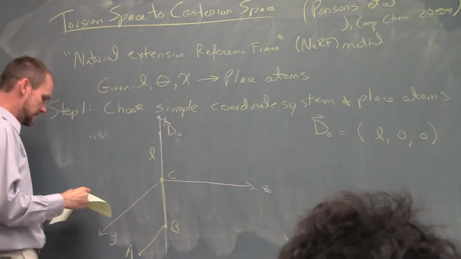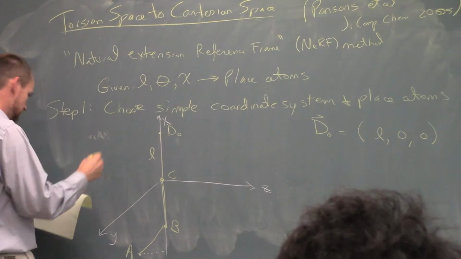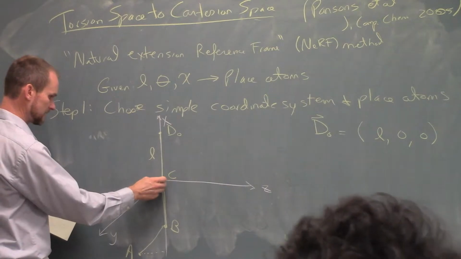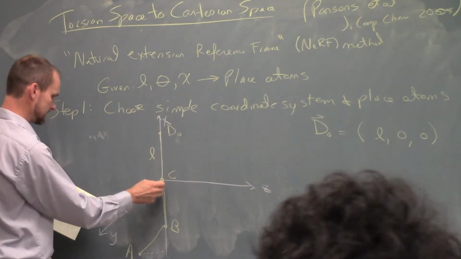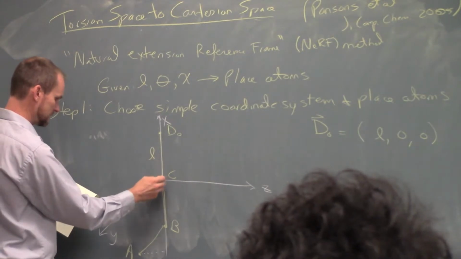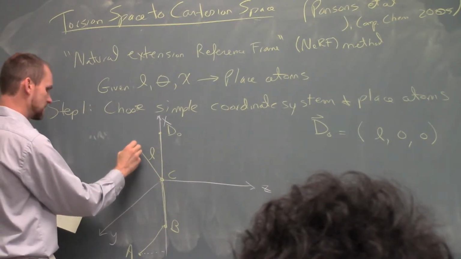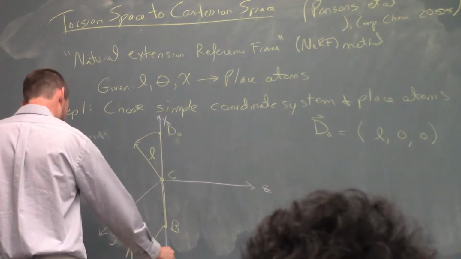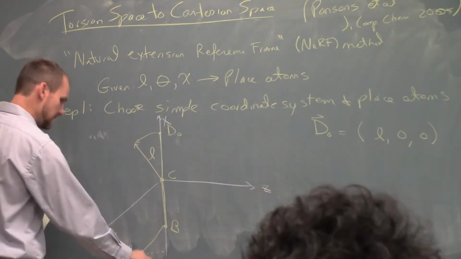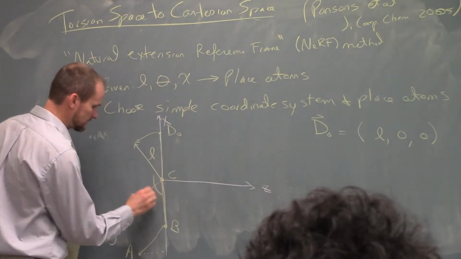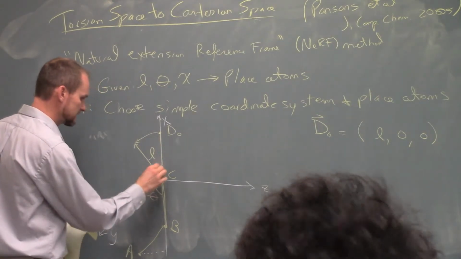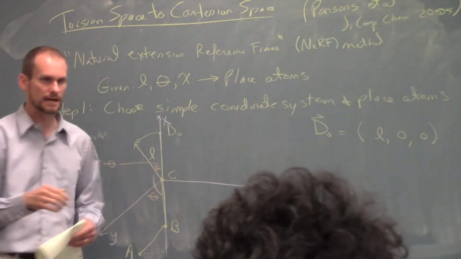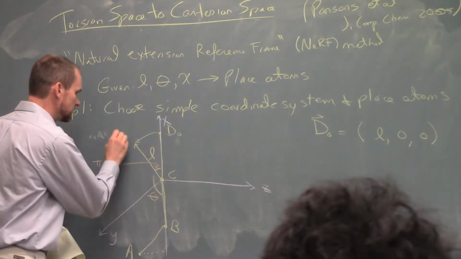Then I want to do the bond angle. So ABCD should have a bond angle. If I keep this in the XY plane and pull it over here, I can rotate this down through, let's see, my bond angle here is theta. So that means this angle is going to be pi minus theta. That'll be the complement. And I'm going to call that D1.